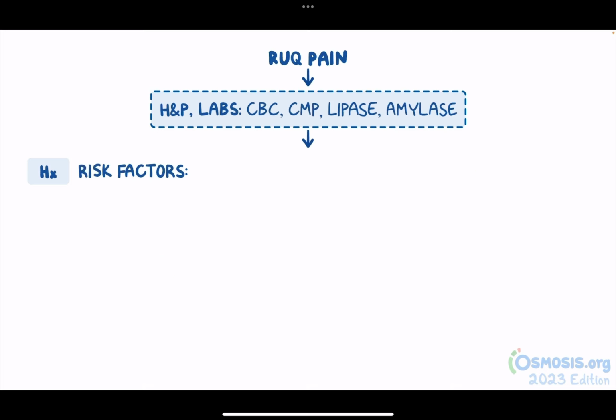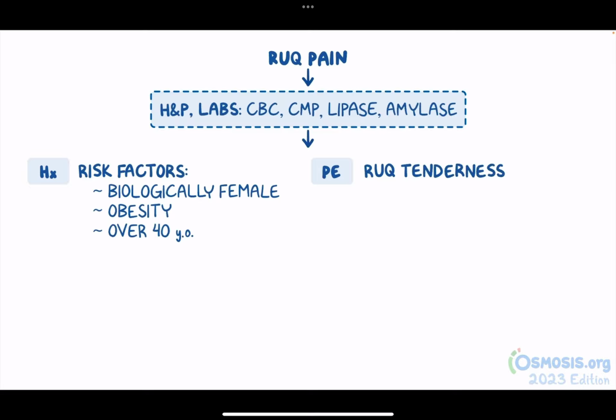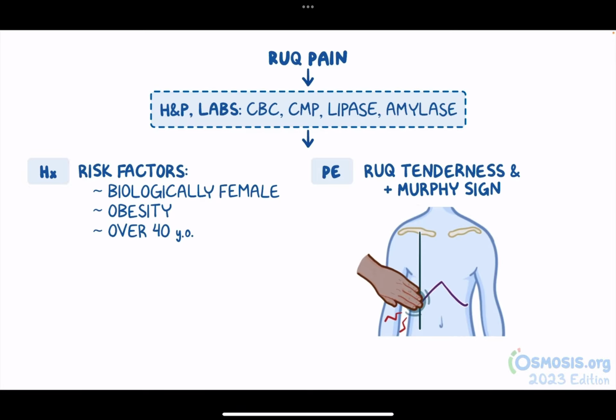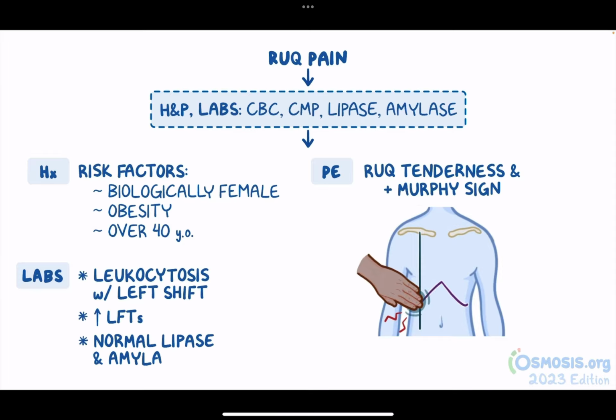Important risk factors to look out for are biologically female sex, obesity, and age over 40. The exam might reveal right upper quadrant tenderness with a positive Murphy sign. Labs might show leukocytosis with a left shift, elevated LFTs, and normal lipase and amylase. Keep in mind that labs can be all normal, especially in biliary colic.